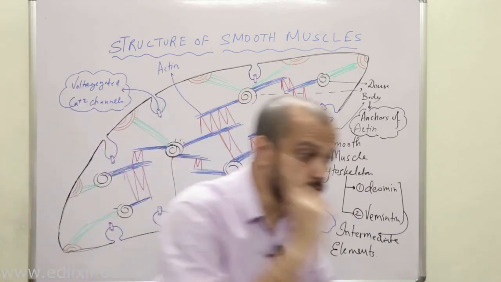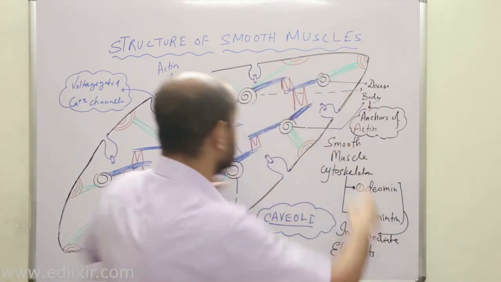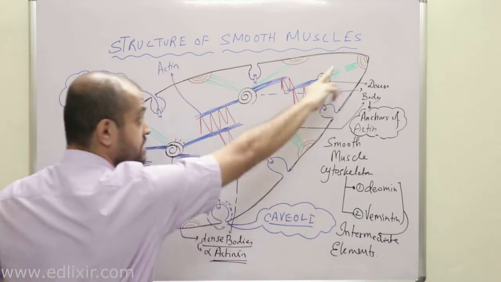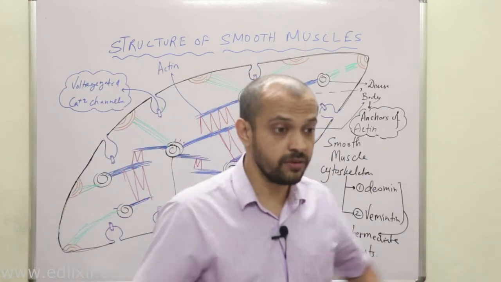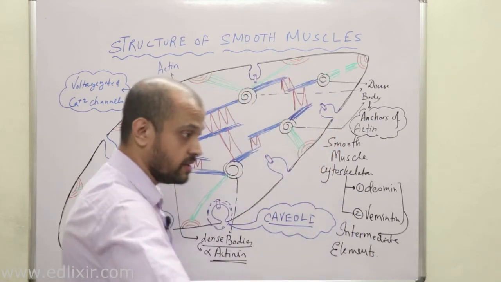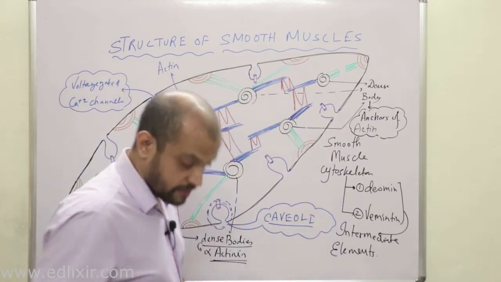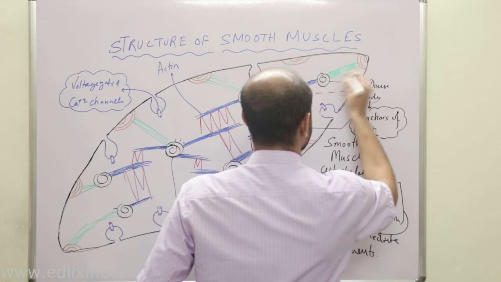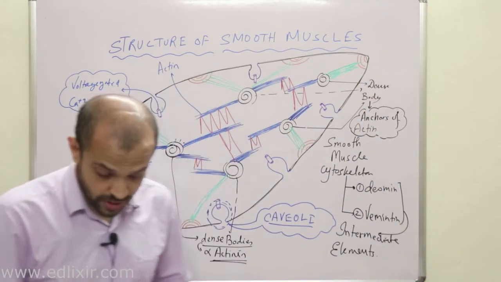Clear? Now, don't you tell me that if these green things are not there, it is single unit, and if they are there, it is multi-unit. No, it is not like that. You are proposing something like that, which is horrible. That means you don't know anything. It's okay.